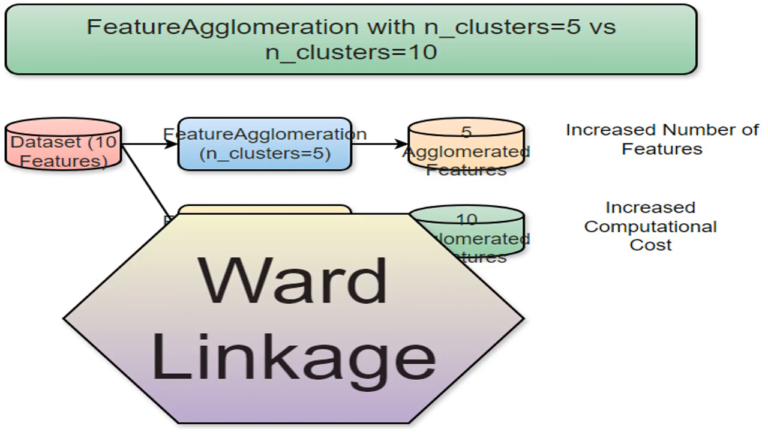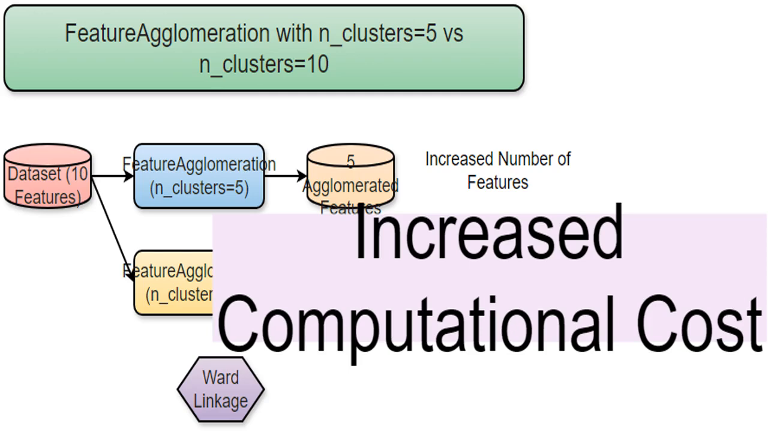I'm using ward linkage, a specific method for hierarchical clustering. It works by minimizing the variance within each cluster. In simple words, it tries to create clusters where members are as similar as possible. With more clusters, 10 instead of 5, the computer has to work much harder to find the best way to group the features. It's like trying to arrange 10 objects into 10 groups instead of 5. More possibilities to check mean it takes longer.